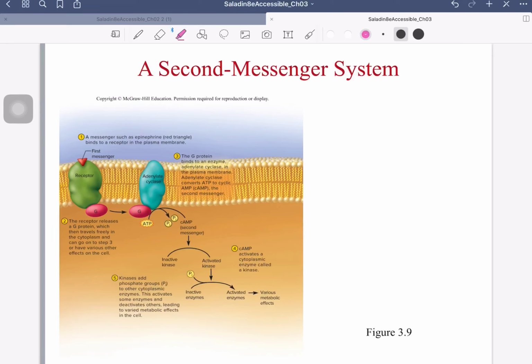In this video, we're going to talk about the second messenger system. Now, we're going to look at the system in terms of generalities. We're not going to mention the specific enzymes that get turned on or off. Let's start with an overview. Why does this system exist?